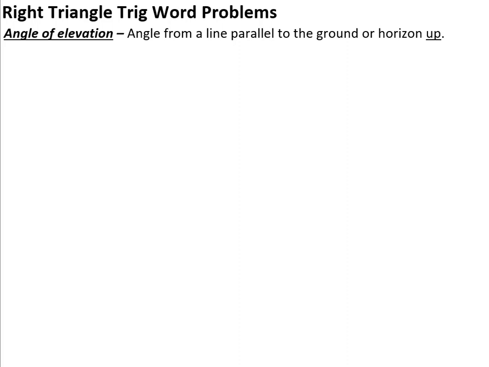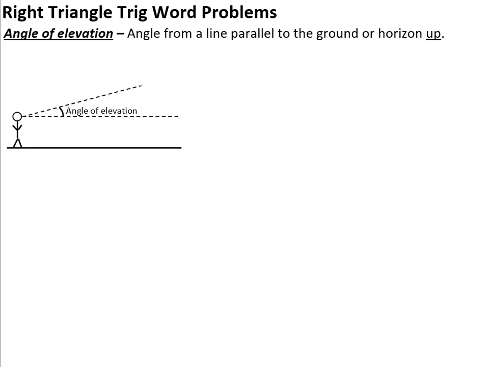One is called the angle of elevation. Okay, the angle of elevation is an angle from a line parallel to the ground or horizon upwards. Sometimes you can think of this as eye level upwards as well. So here's the line that would be, say, parallel to the ground, and it's the angle going up from there. So maybe this person is looking up at an object or another person. That would be the angle of elevation they're looking at.